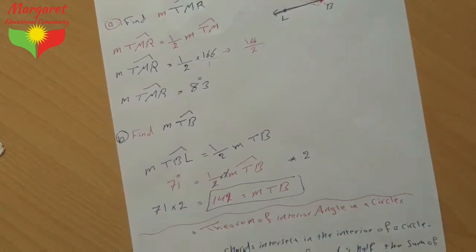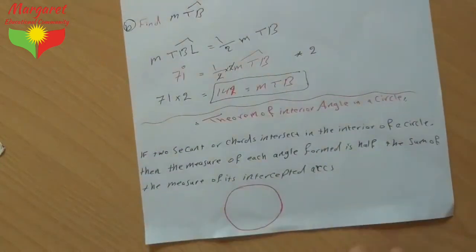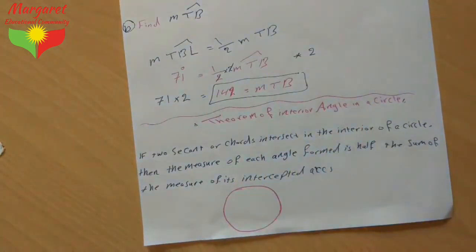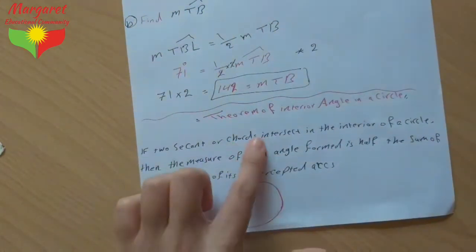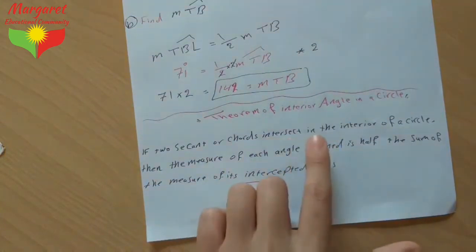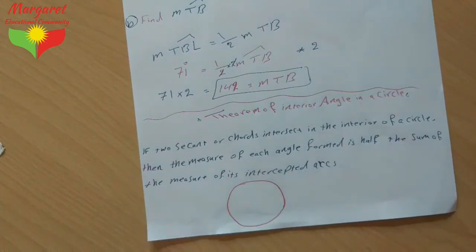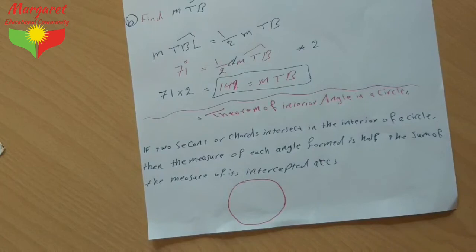Look, we have a theorem of interior angle in a circle. The theorem says what? If two secants or chords intersect in the interior of the circle, then the measure of each angle formed is half the sum of the measures of its intercepted arcs.